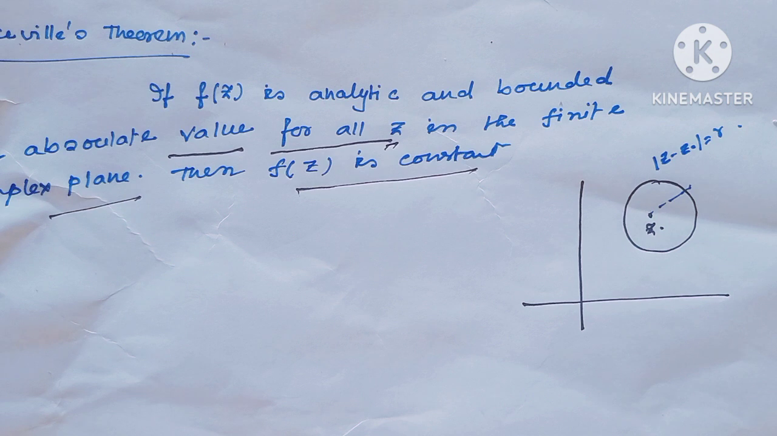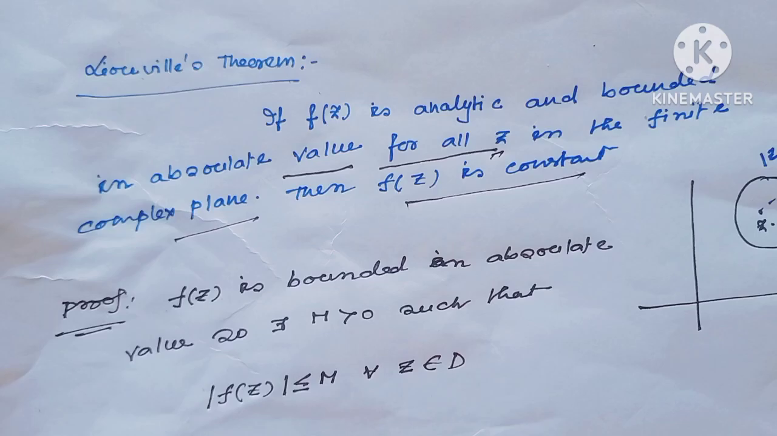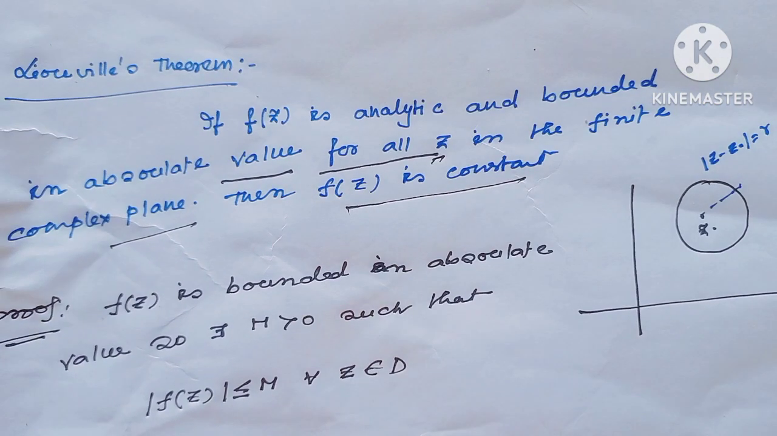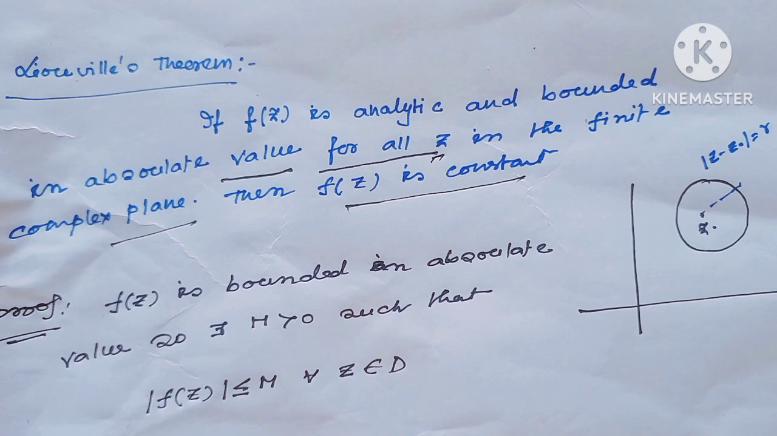At first, consider one arbitrary point z naught in the complex plane, and consider one arbitrary ball around this point z naught. Since the function is bounded, there exists a capital M greater than 0 such that the absolute value of f of z is less than or equal to M, and this is true for all z belonging to the domain D.